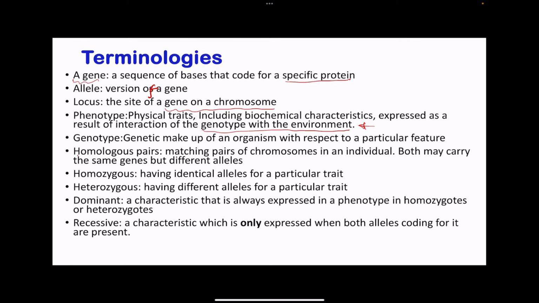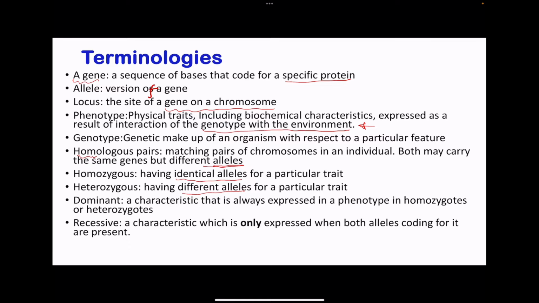Now, the word homo means similar, so homologous pairs are matching pairs of chromosomes in an individual. They could carry the same gene, but the alleles could be different. And again, remember, alleles are the different versions of a gene. If something is homozygous, it means it has identical alleles for a particular trait, meaning the alleles are the same. And if it's heterozygous, it means it has different alleles for a particular trait.